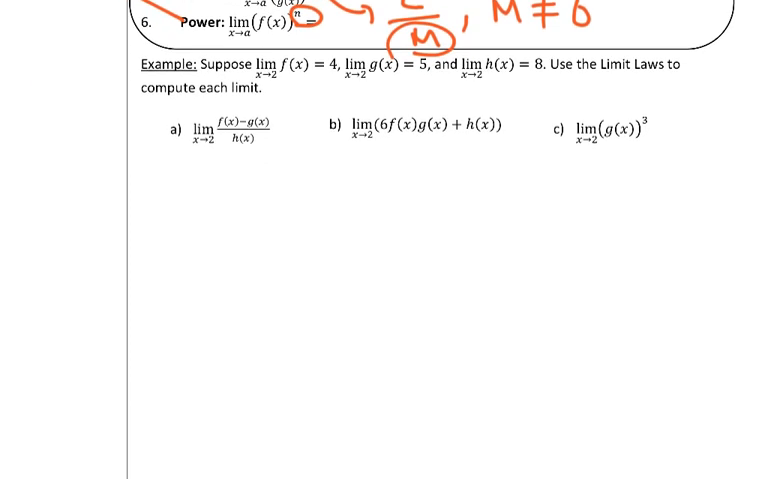Suppose the limit as x approaches 2 of f of x is 4, the limit as x approaches 2 of g of x is 5, and the limit as x approaches 2 of h of x is 8. Use the limit laws to compute each limit. When we're using these laws, you need to be sure you know which law you are using.